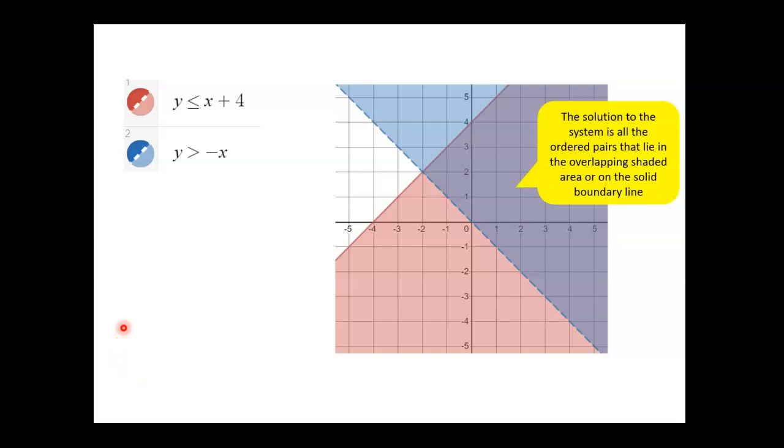Okay? So again, if it's just in the pink down here, not good. If it's just in the blue up here, not good. Okay, so this is no good, this is no good, but it has to be over here in the double shaded area. The solution is all the ordered pairs, so any point in the overlapping shaded area. So today we're going to have 2 shades, that's why you got 2 colors, and wherever they overlap, anything in that is a solution. Okay?